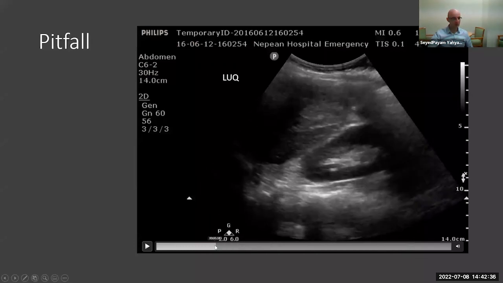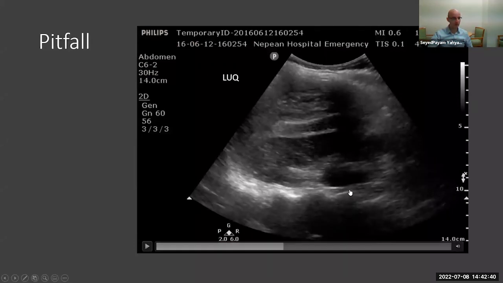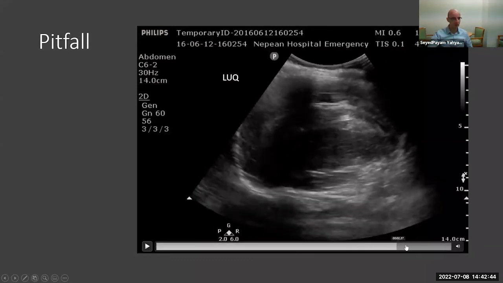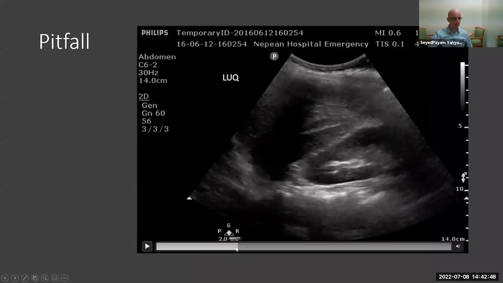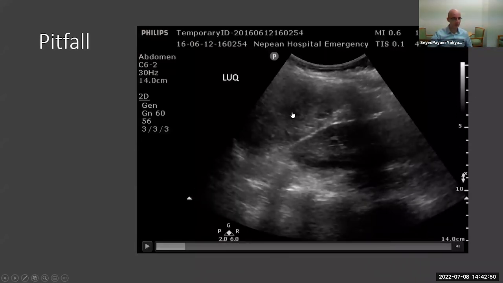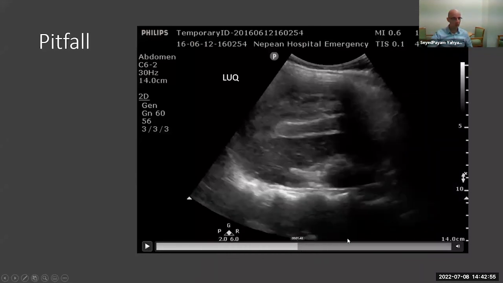And this is what I was talking about earlier, that you might not be able to see the spleen, the diaphragm, and the kidney, those three areas, in one view, and you might need to sweep. But this is a kidney there, the spleen, and in between them, you can see the clotted blood there.